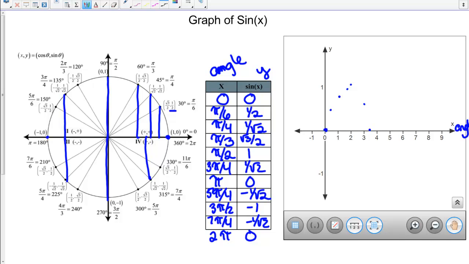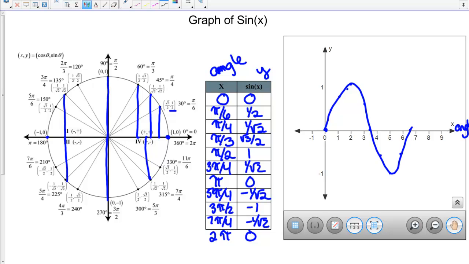And then we have 5/4 pi is negative 1 over square root of 2. 3/2 pi is negative 1. 7/4 pi is negative 1 over square root of 2. And 2 pi is back at 0. So we're going to connect these, and that's going to give us our graph of sine.